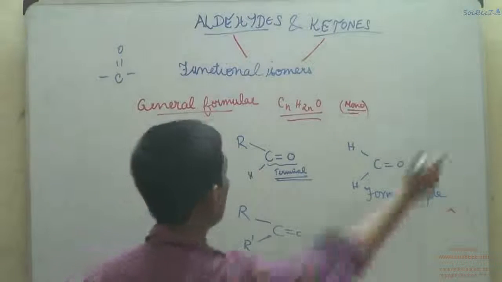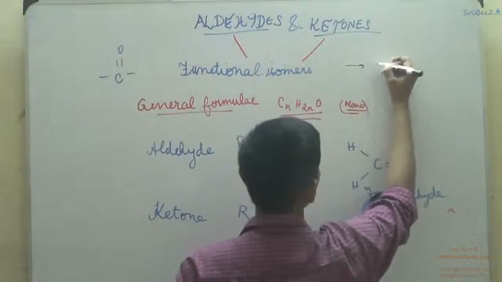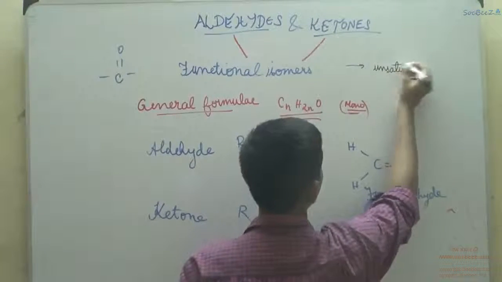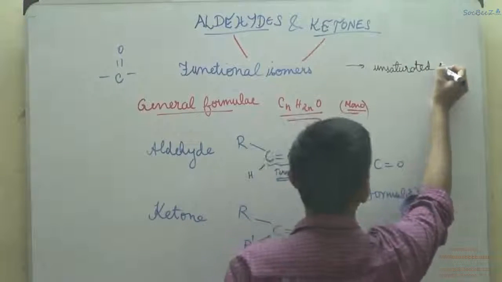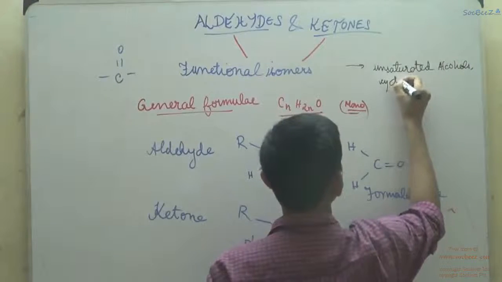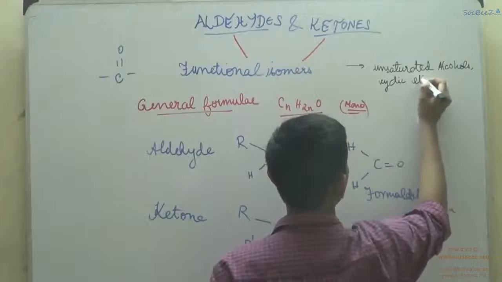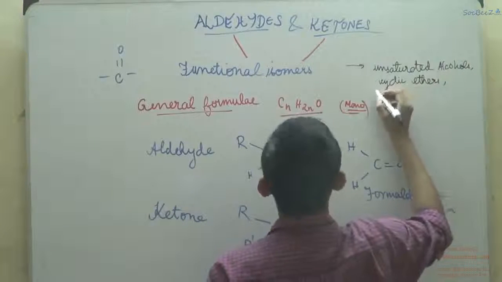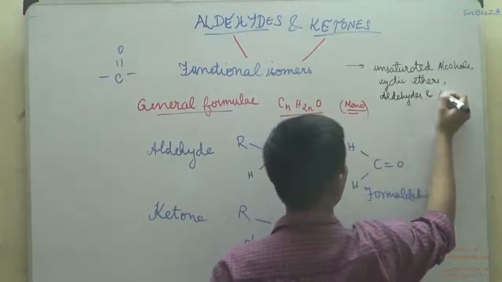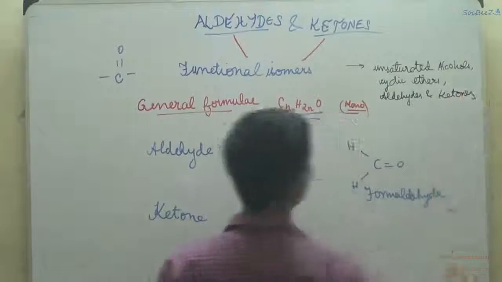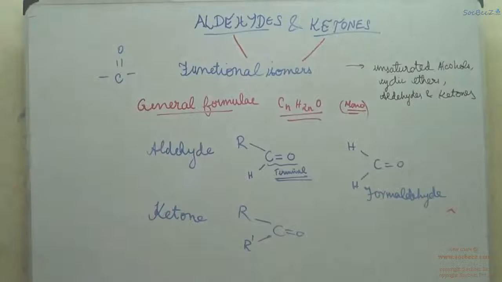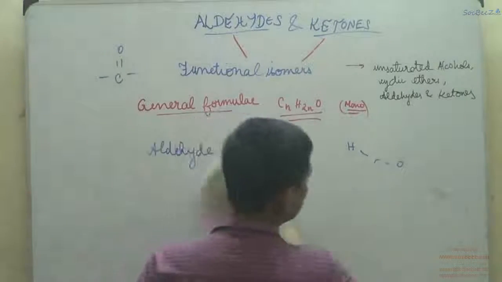Okay. What are other functional isomers? You have unsaturated alcohols, cyclic ethers, and aldehydes and ketones can be functional isomers of each other. So that was a brief introduction.